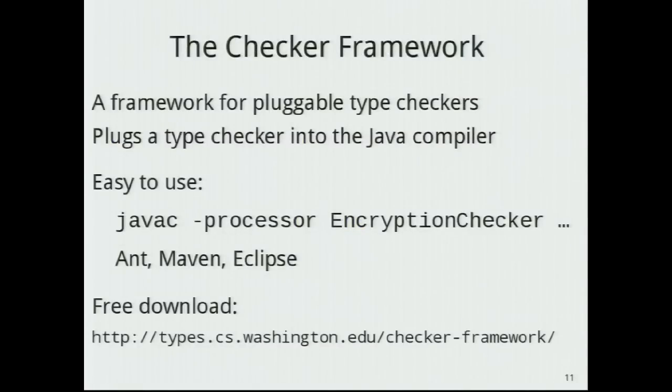So we have this tool called the Checker Framework, which allows you to build pluggable type checkers. Essentially, you can think of it as plugging a new type checker into the Java compiler. You still use the Java type system, but you get to add more checks where you want them. It uses javac's standard -processor argument that's been in Java since Java 5, and there's also integration for tools like Ant, Maven, and Eclipse, and it's freely available.